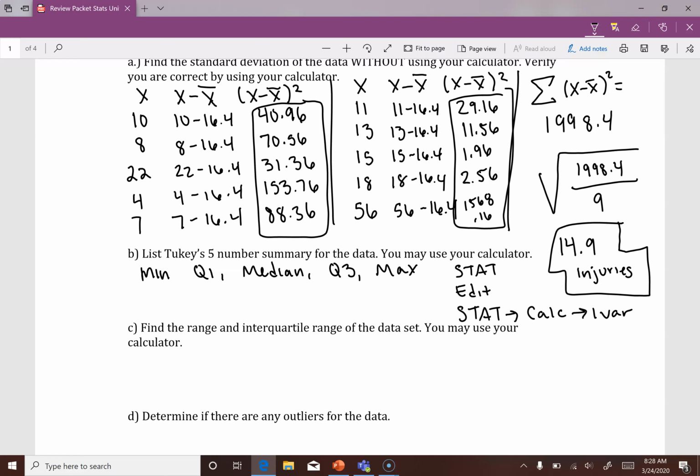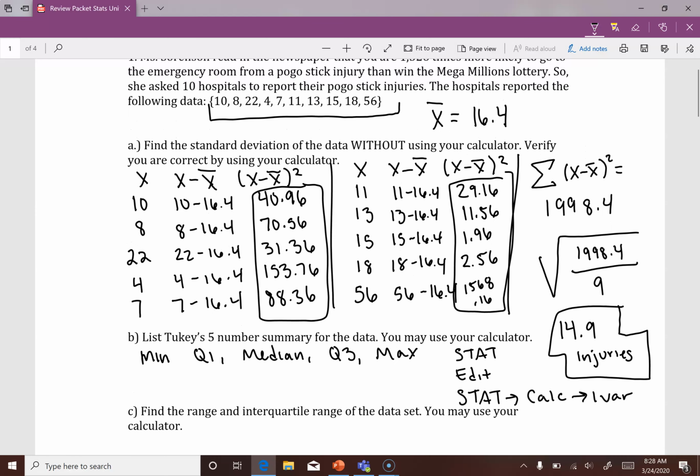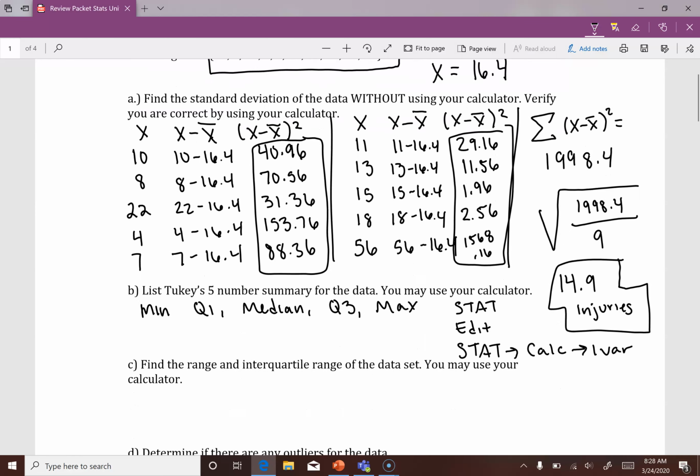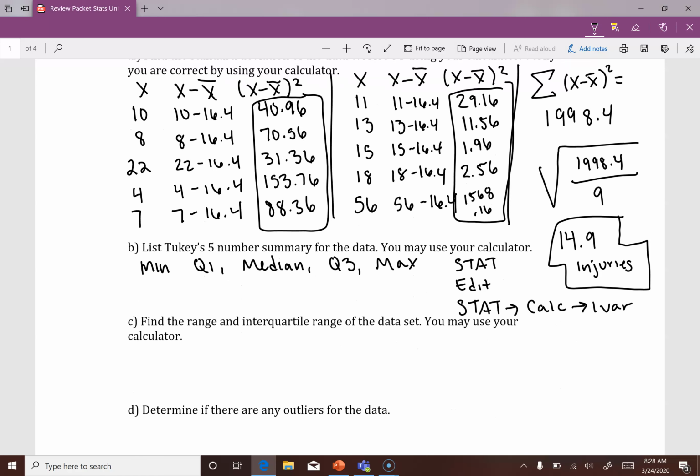You could also go ahead and order them and then find the min, the Q1, the Q3 by crossing out and doing it that method. But let me just give you the answers here. We've got a min of 4, a Q1 of 8, a median of 12, a Q3 of 18, and a max of 56. Okay.